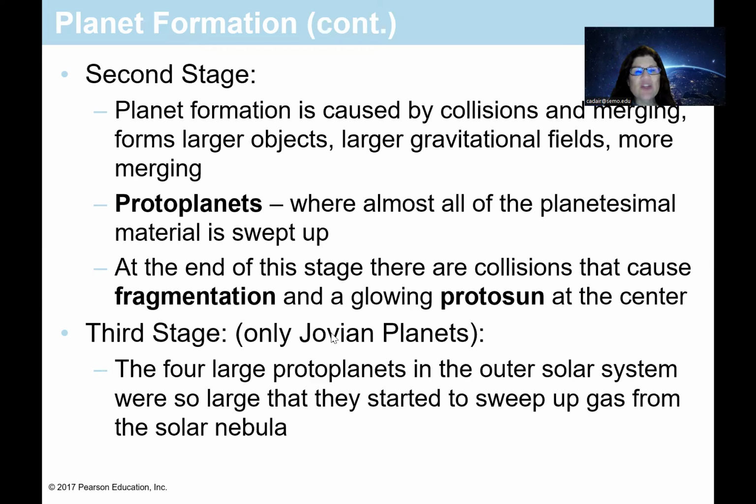So in the third stage, which is only really for Jovian planets, the 4 large protoplanets in the outer solar system were so large that they started to sweep up the gas from the solar nebula. So all this gas and dust that was out there, like Jupiter and Saturn, started sucking it all in.